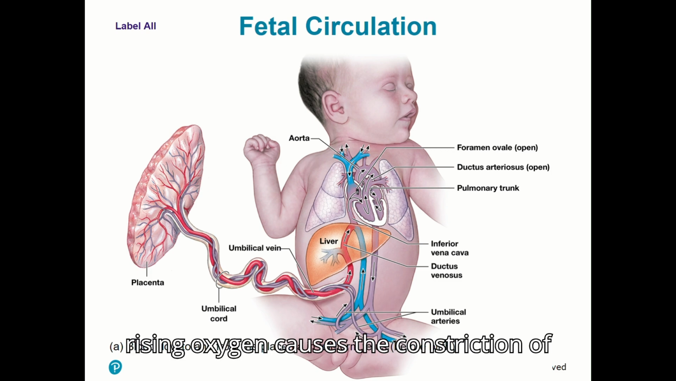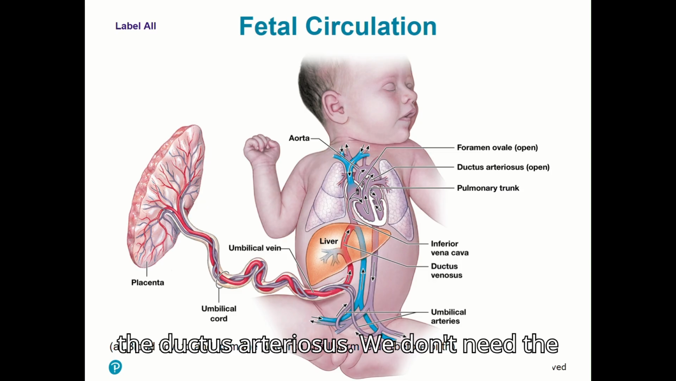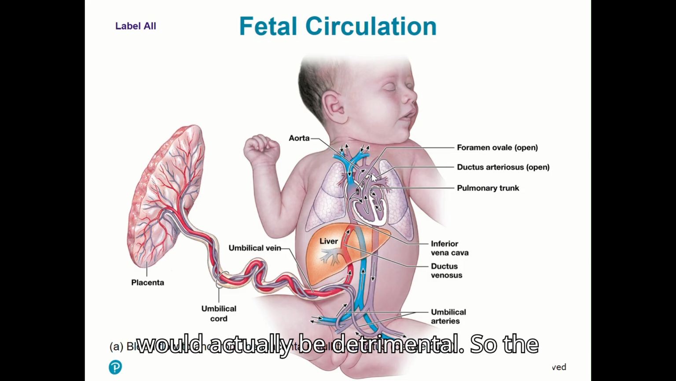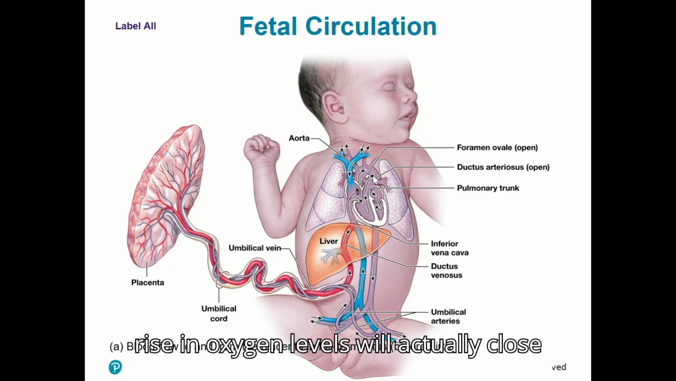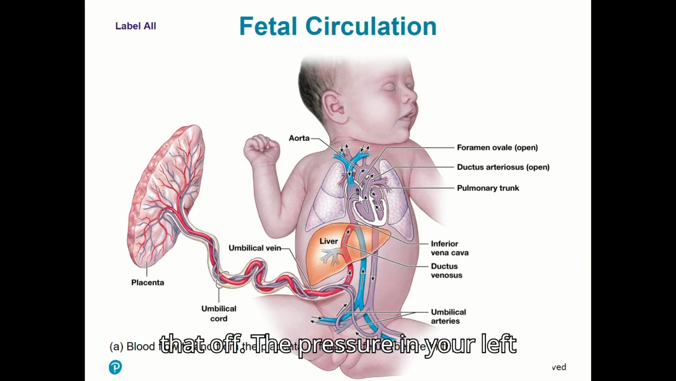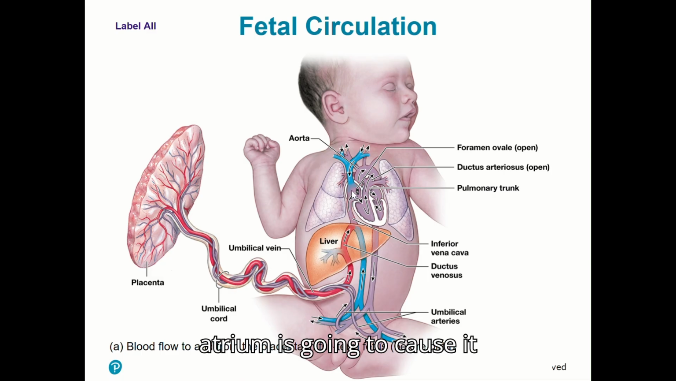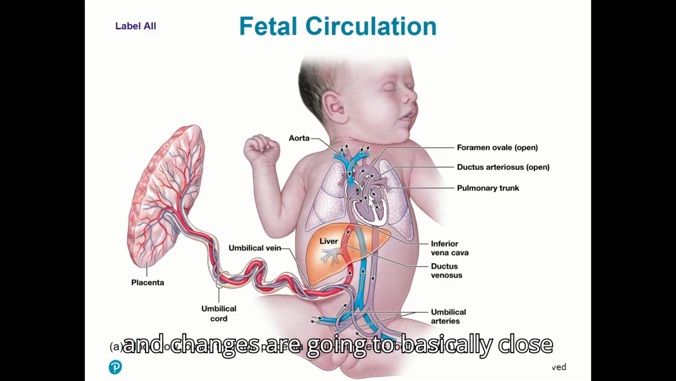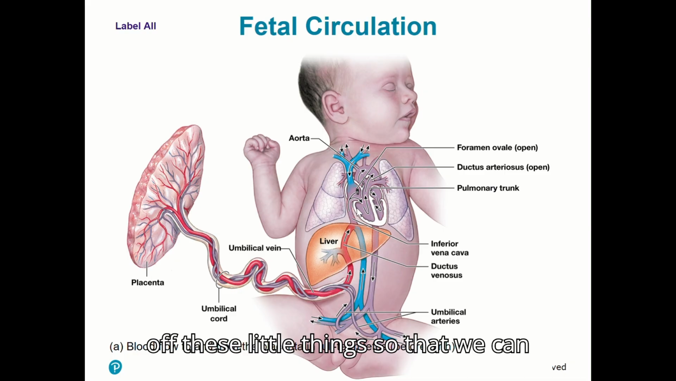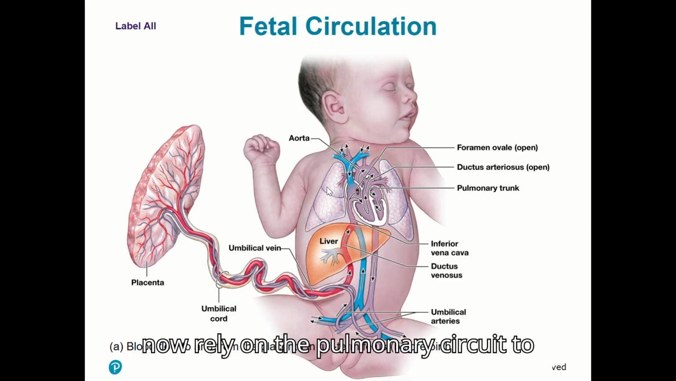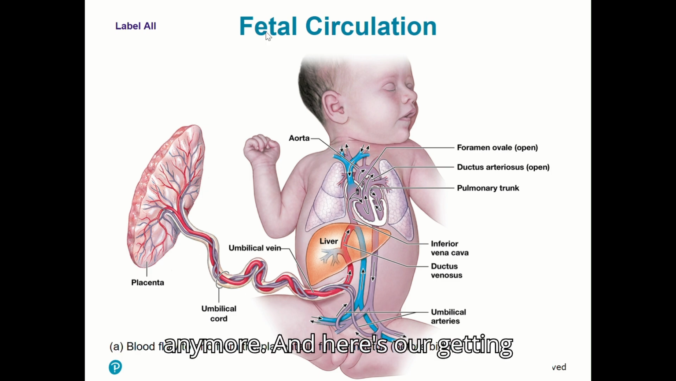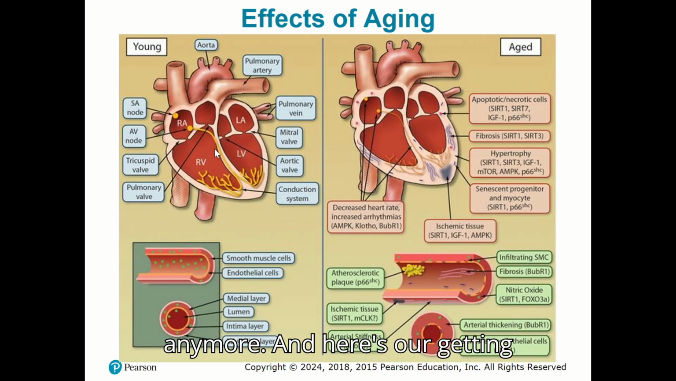The rising oxygen causes the constriction of the ductus arteriosus. We don't need the ductus arteriosus anymore. In fact, that would actually be detrimental. So the rise in oxygen levels will actually close that off. The pressure in your left atrium is going to cause it to close off that foramen ovale. So all these pressure increases and changes are going to basically close off these little things so that we can now rely on the pulmonary circuit to provide the oxygen, because it's not going to be coming through the placenta anymore. And here's our getting old sucks slide.